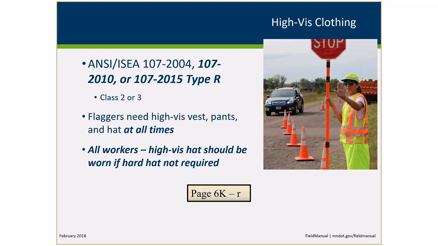One thing that was in the MnDOT manual, but a lot of people didn't realize this, is that a high-vis hat should be worn if a hard hat is not required. If you're exposed to traffic and you've got a high-vis vest on, you really need to have a high-vis hat. Again, that was a previous requirement, but it was in the full manual, and a lot of people did not realize that, so we added it to the field manual to make it more clear and more visible. Pun intended.